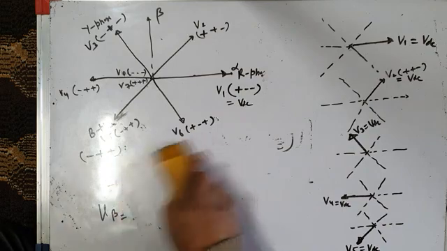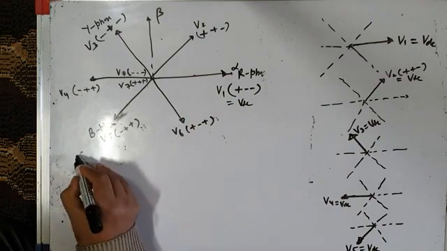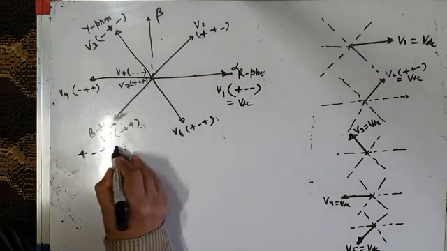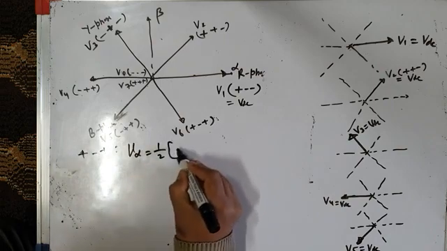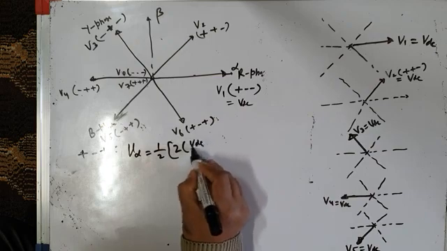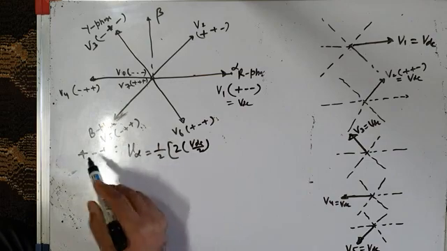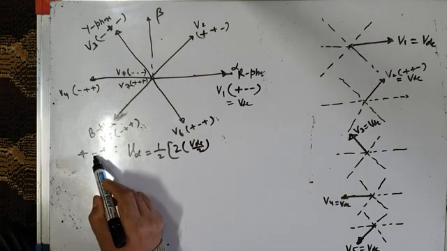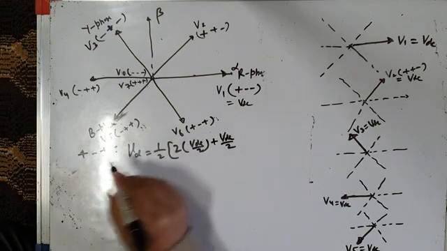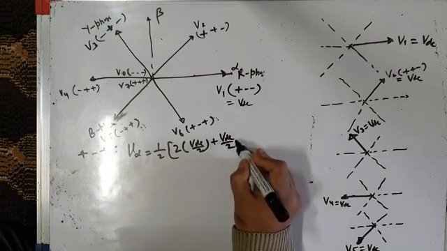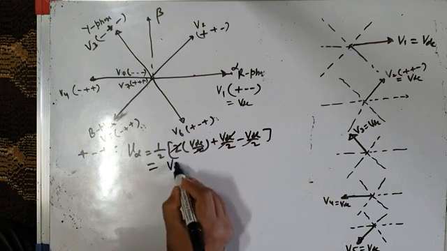And finally, let me take the last switching state, V6, which is plus minus plus switching state. So V alpha will be equal to 1 by 2 times 2 VRO, 2 into VDC by 2, and minus this, minus V by O, it's minus into minus plus VDC by 2, and minus VBO is VDC by 2, so it's minus VDC by 2. This and this goes, 2 and 2 goes, so it is VDC by 2.